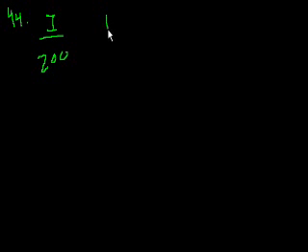44. In a horticultural experiment, this is sounding interesting already. In a horticultural experiment, 200 seeds were planted in plot 1. So plot 1 got 200 seeds, and 300 were planted in plot 2. So plot 2 got 300 seeds.